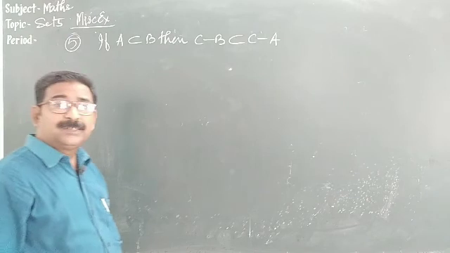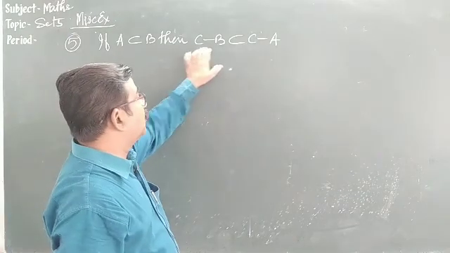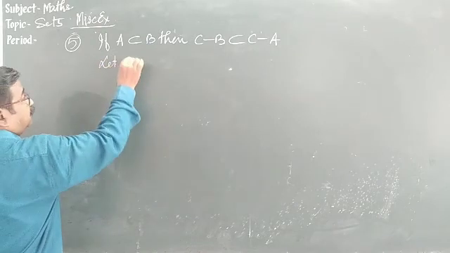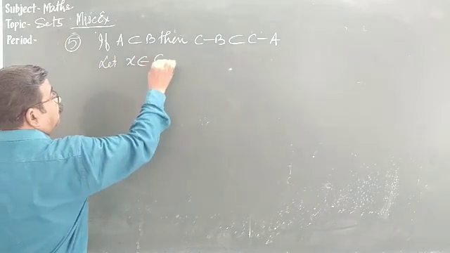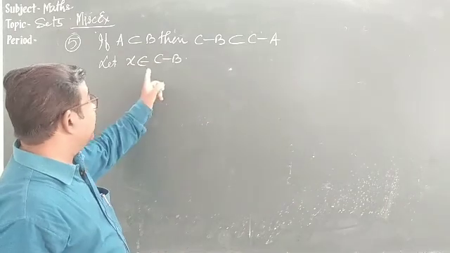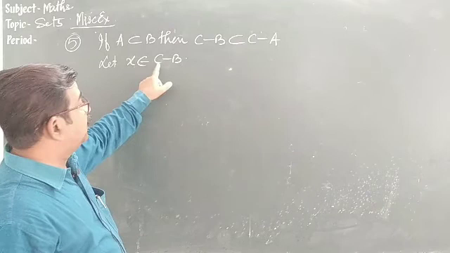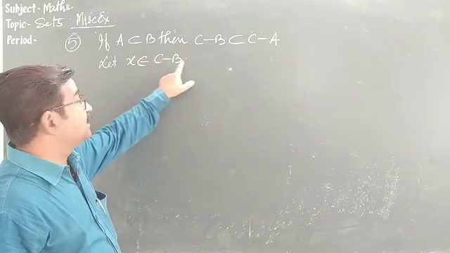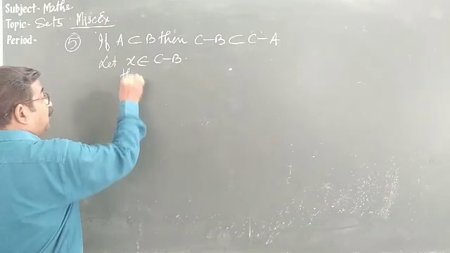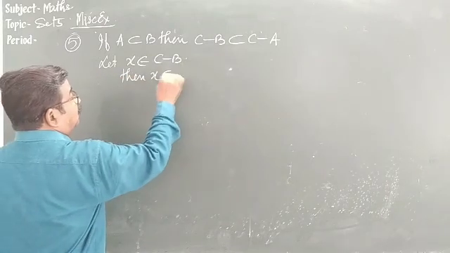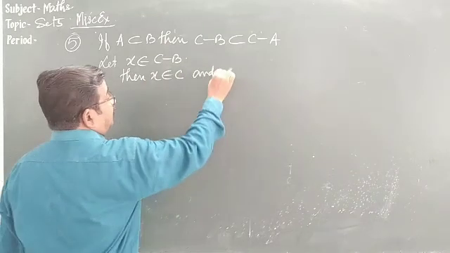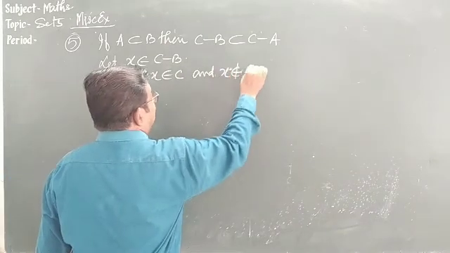So we can assume any element of C minus B. Let x belong to C minus B. What does it mean? It means x is belonging to C, but x is not belonging to B. Then what we can say? x belongs to C and x does not belong to B.